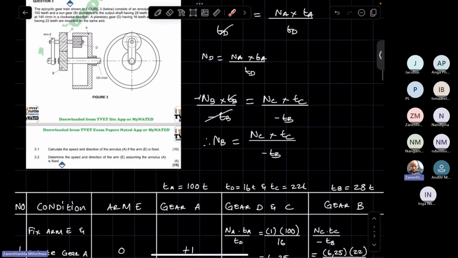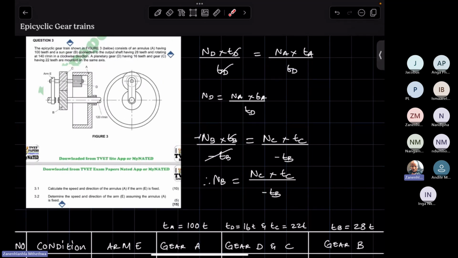Now in this question, they did make a mistake. In the statement, they said gear B is rotating at 140. They told us that the output shaft is rotating at 140, and the output shaft is fitted to gear B. So if the output shaft is rotating at 140 revs per minute clockwise, it means gear B is rotating at 140 revs per minute clockwise. But then in figure 3, they said the output shaft is rotating at 120. This is the mistake the examiner made.